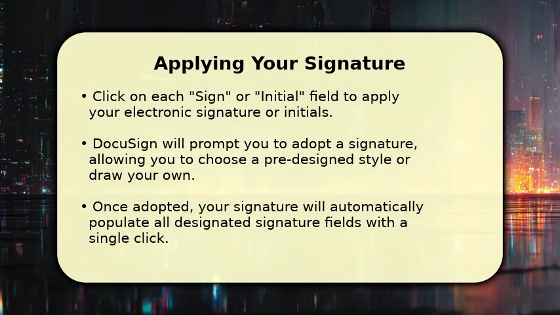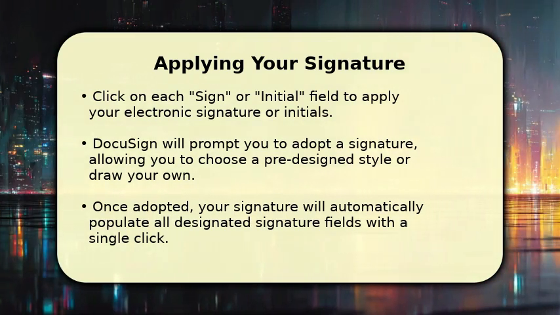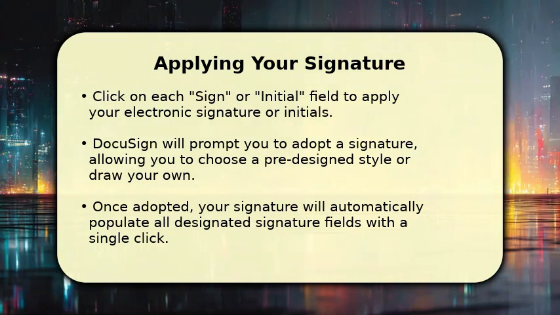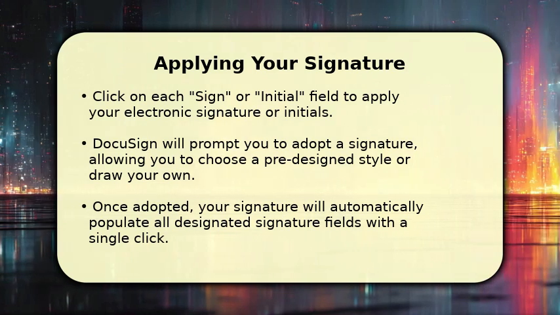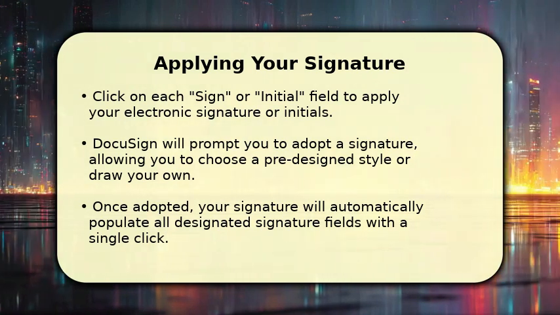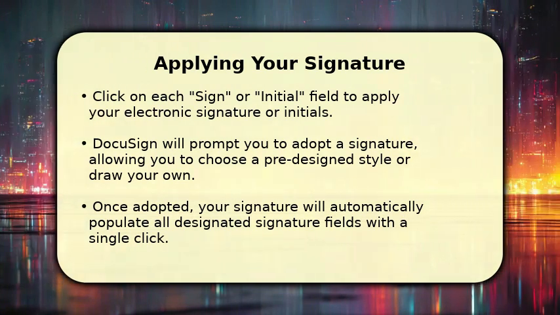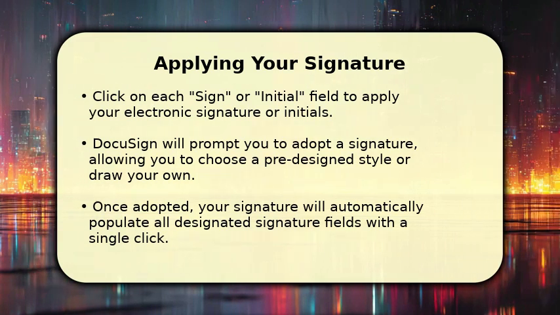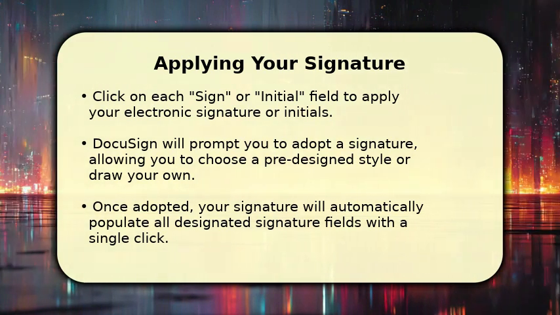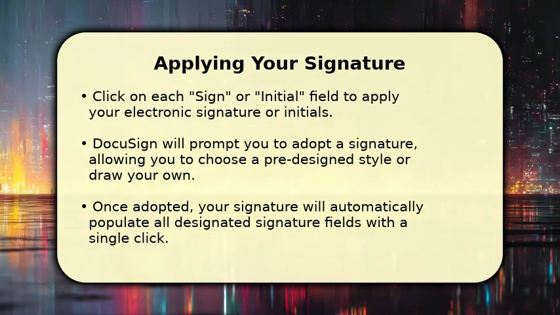When you encounter a signature or initial field, simply click on it. DocuSign will then guide you through adopting your electronic signature. You will have options. Either select from several pre-generated styles or draw your own using your mouse or a touchscreen. After you adopt your chosen signature, it will be automatically applied to that specific field. For any additional signature or initial fields, a single click will instantly apply the signature you have already adopted.